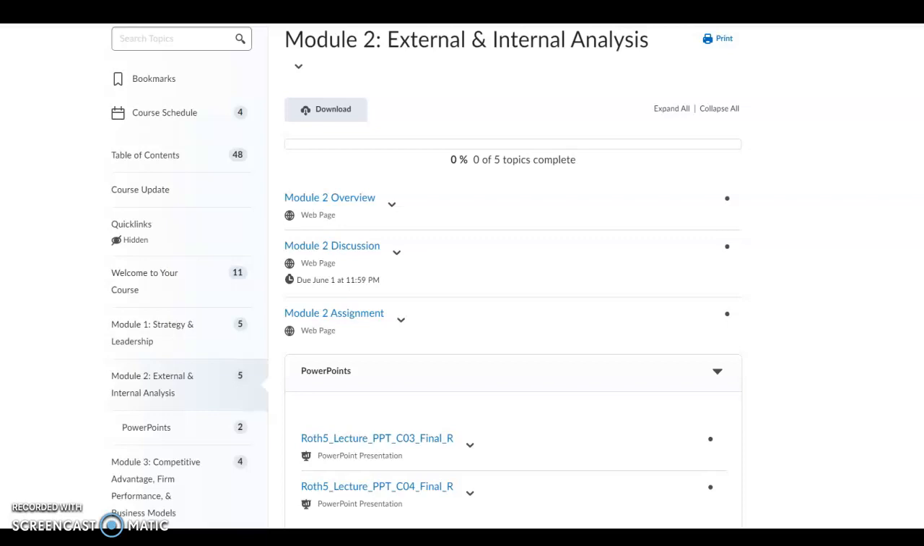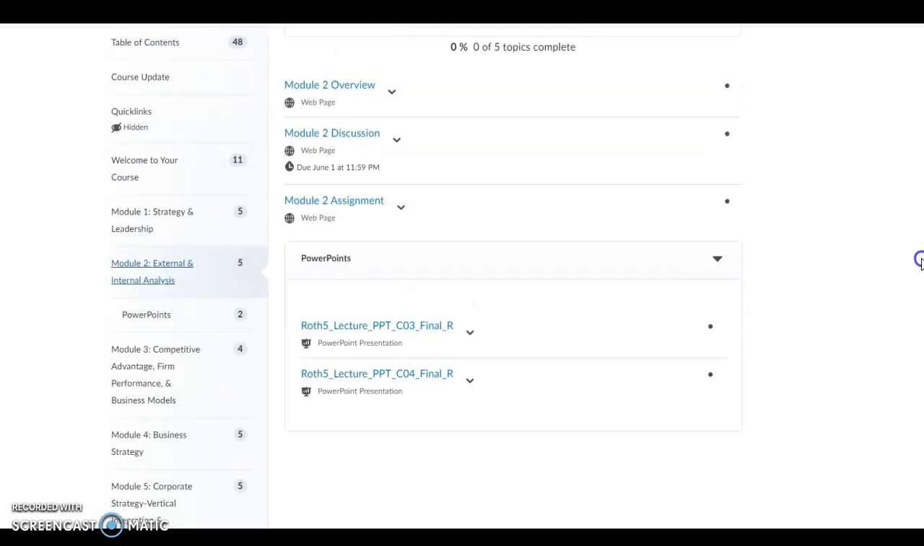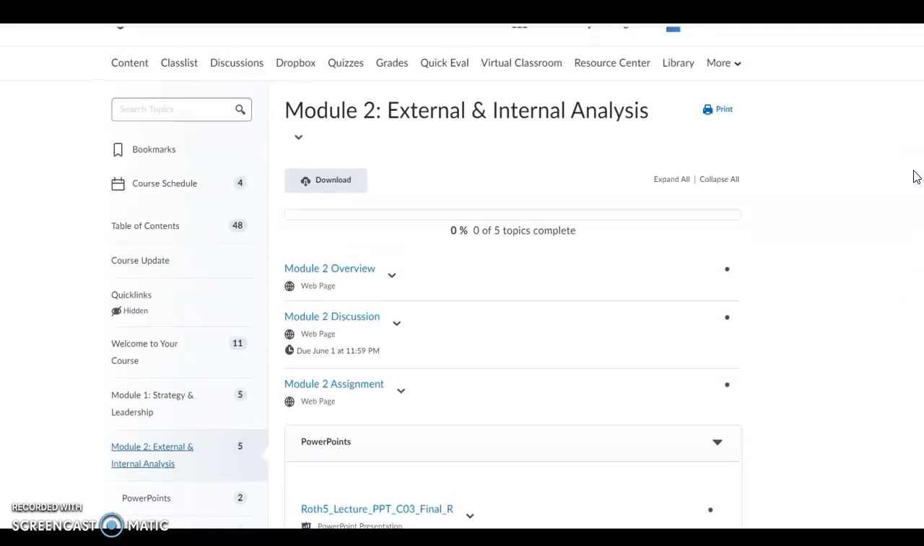In week two, we're going to talk about internal and external analysis. As you can see right here, we have the page open for you guys showing you what this is all about. We have the overview of the discussion board post, which is due on June 1st, or the applicable date of your class. We have the assignment that's due as well. We also have lectures that are PowerPoints on this. So we're really going in there, trying to see what analysis is about.